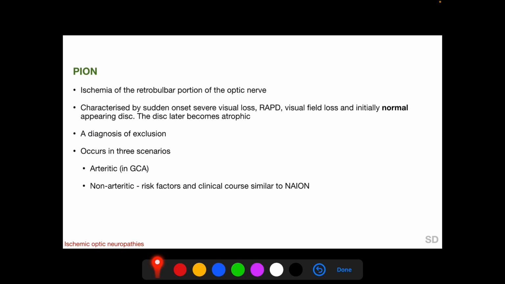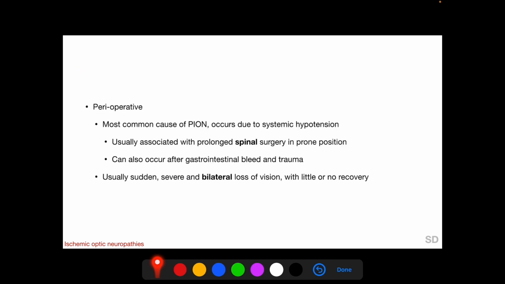Posterior ischemic optic neuropathy is ischemia of the retrobulbar portion of the optic nerve, and it is characterized by sudden onset severe visual loss with RAPD and visual field loss, as well as an initially normal appearing disc because the involved segment of the nerve is away from the disc. The disc, however, later becomes atrophic. It is a diagnosis of exclusion and it occurs in three scenarios. Arteritic involvement can happen in GCA, a non-arteritic form can happen with risk factors and clinical course similar to non-arteritic AION, or it can be perioperative.